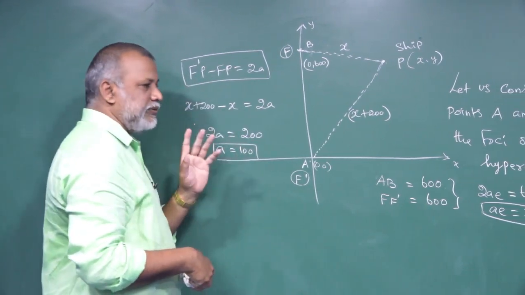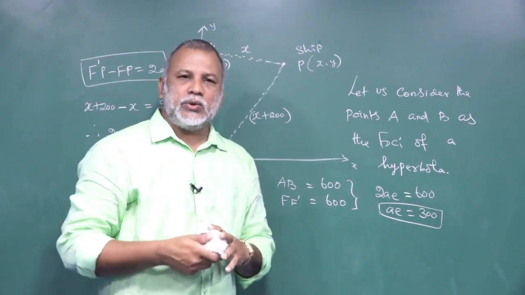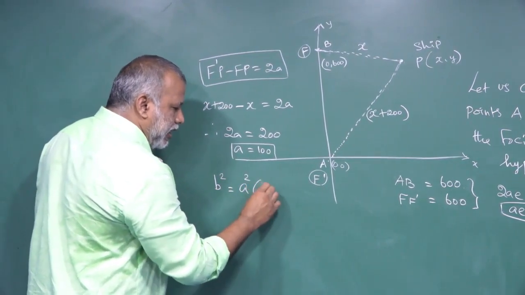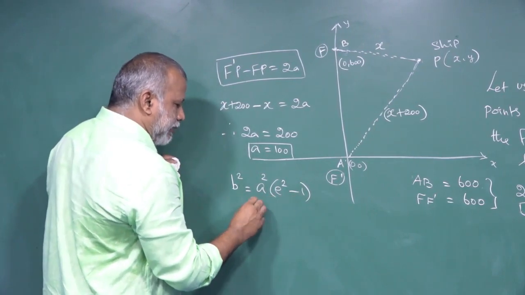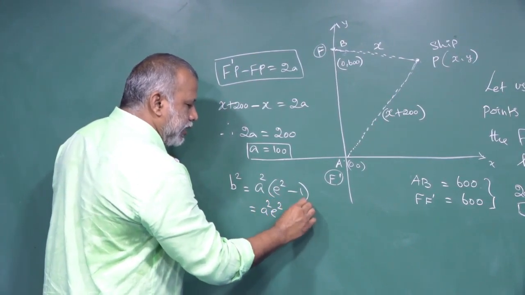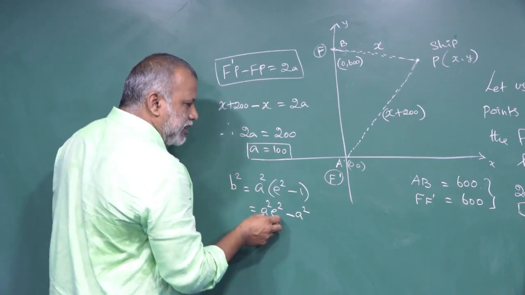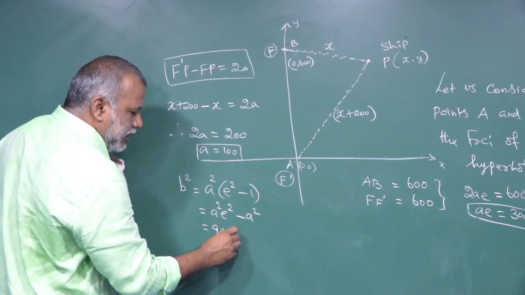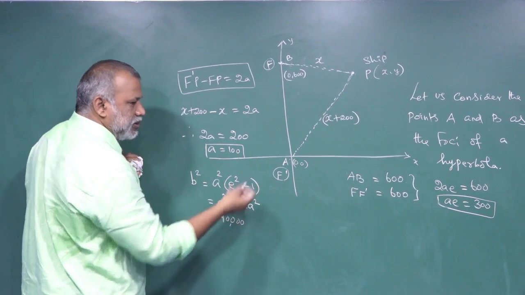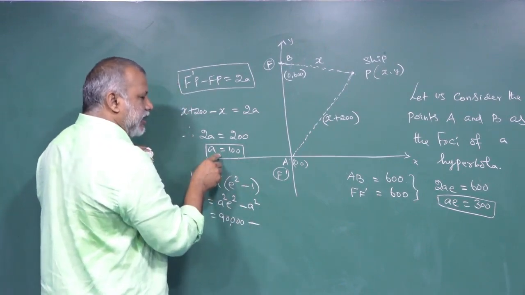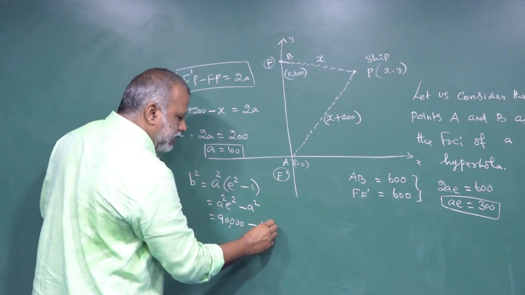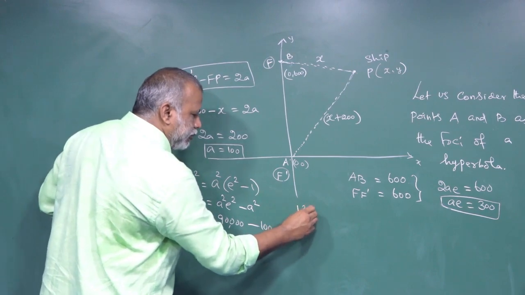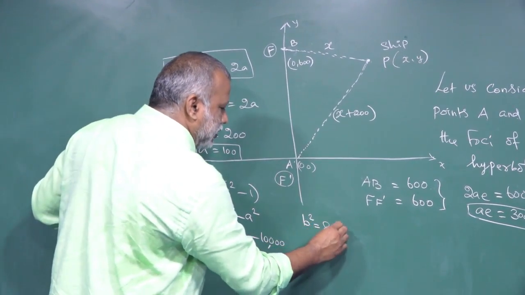Now a is found out, and ae we already worked out. Now we need b squared. What is the formula to find b squared? a squared times (e squared minus 1). Just multiply inside, we get a squared e squared minus a squared. What is the value of a squared e squared? ae equal to 300. Squaring that, we get 90,000. Minus a squared: a is 100, so 100 squared is 10,000. So 90,000 minus 10,000. Therefore, b squared equal to 80,000.